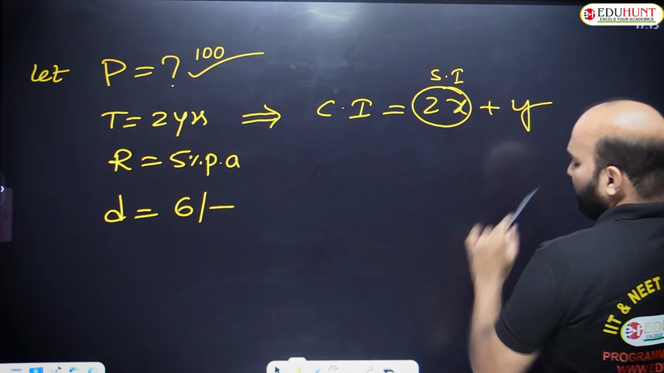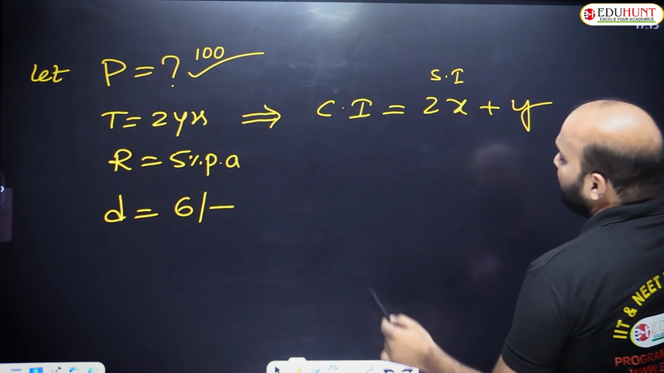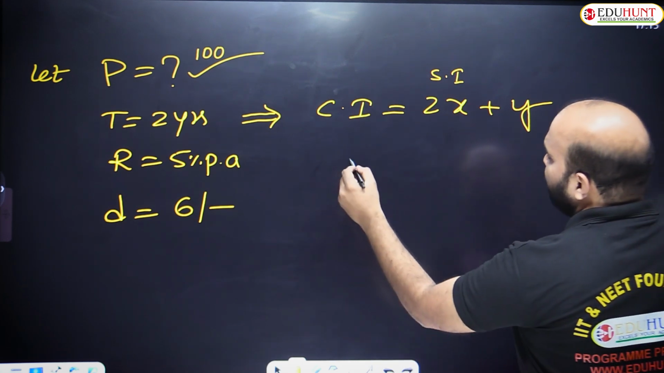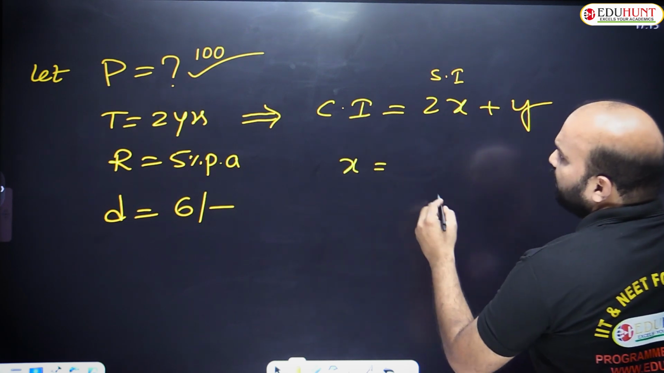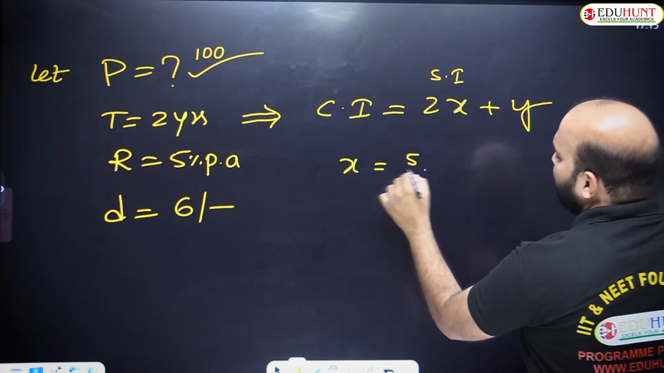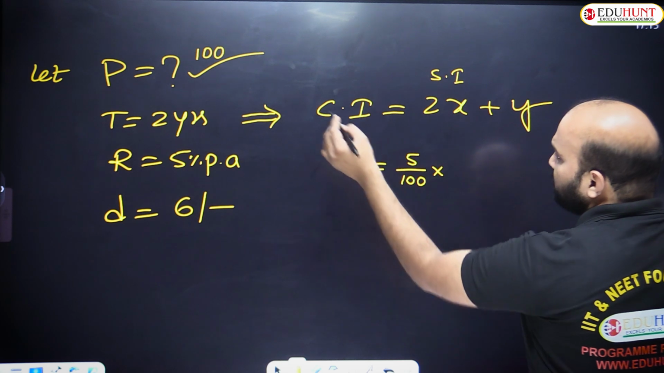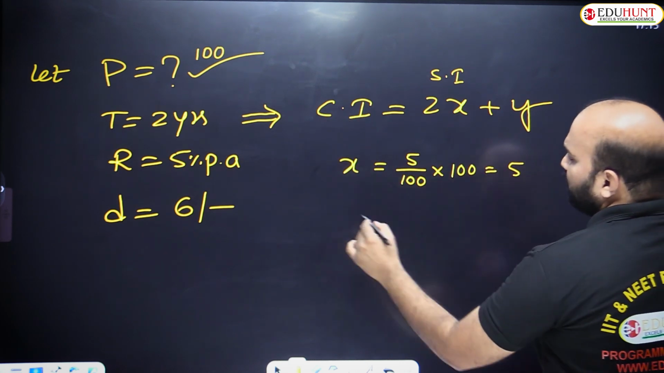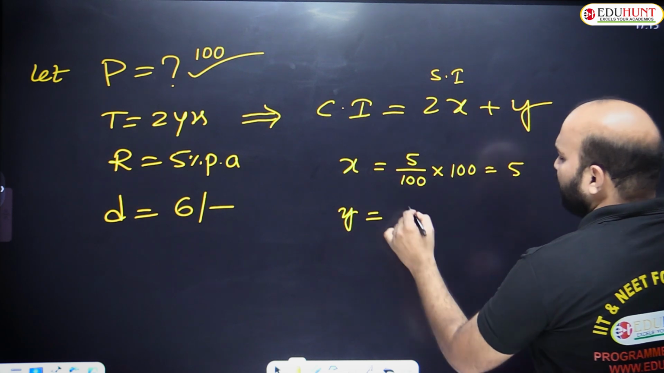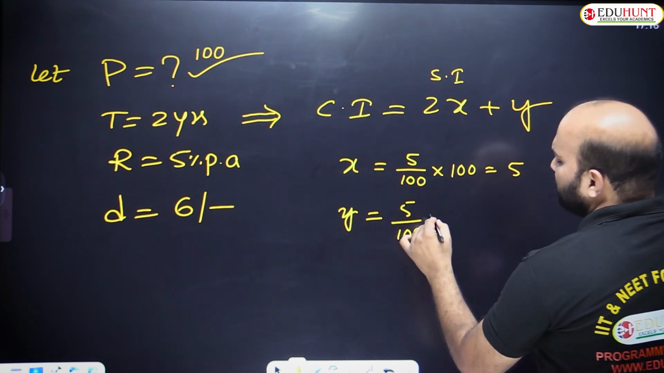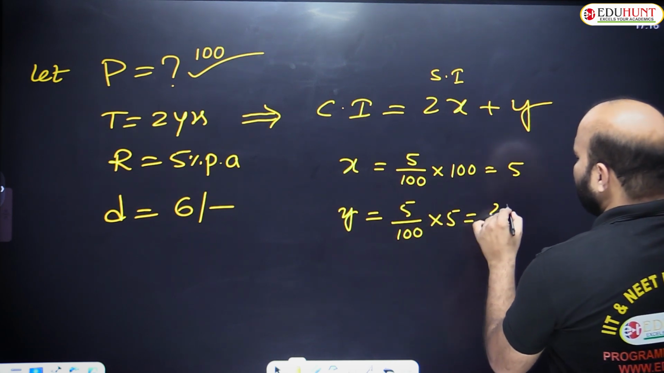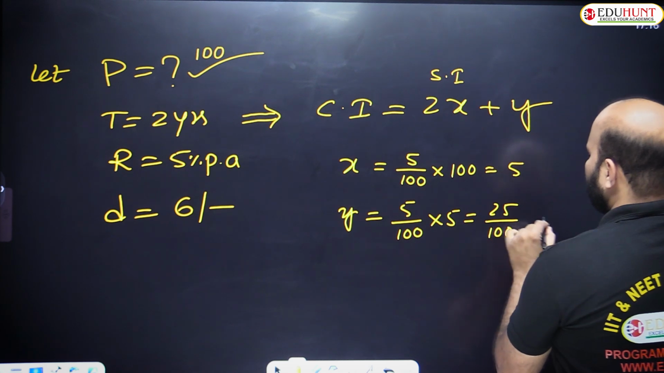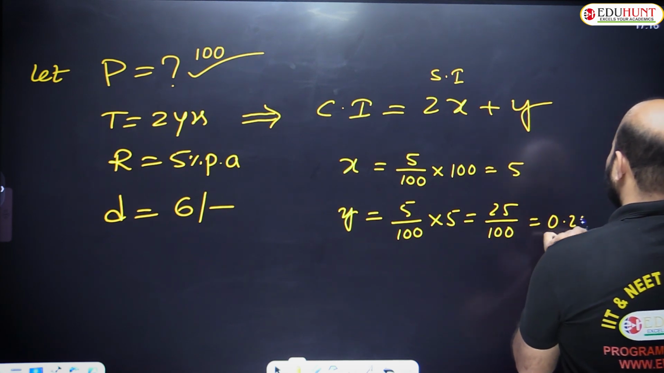How will we get x and y value? Every time you have to calculate the rate of interest. Here 5% given, find the first one, x value. How will we get x value? 5% of principal, already considered principal is 100. So what is 5% of 100? 5 rupees, that is x. How will we get y? Again 5% of x, nothing but 25 by 100, it can be written as 0.25. This is the y value.